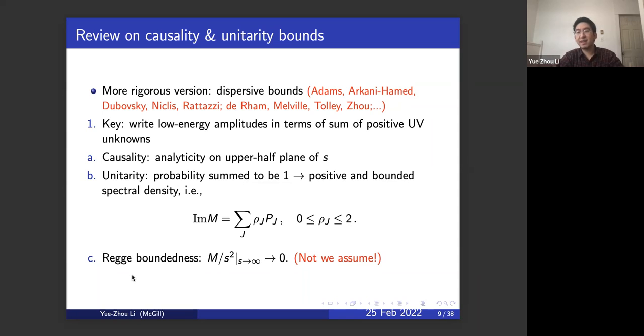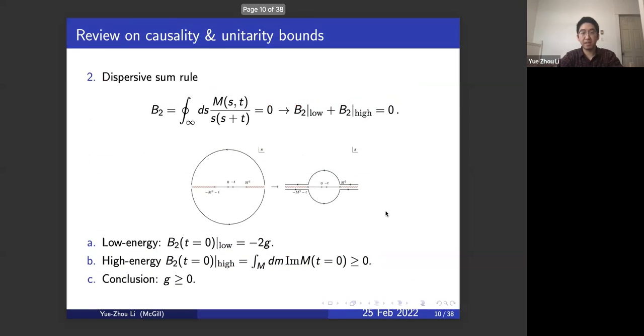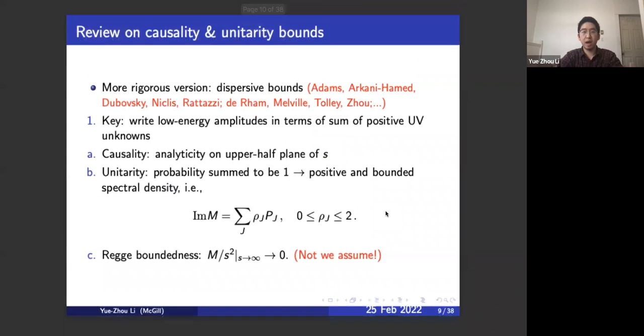We also make an additional assumption, that is the Regge boundedness. That is about the high energy behavior of the amplitude: the amplitude over s squared, where s is the energy, at very high energy should go to 0. That means it decays fast enough at high energy. But this is actually not what we assume. This is basically the old story.